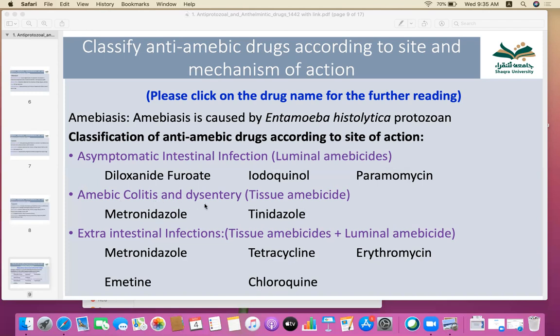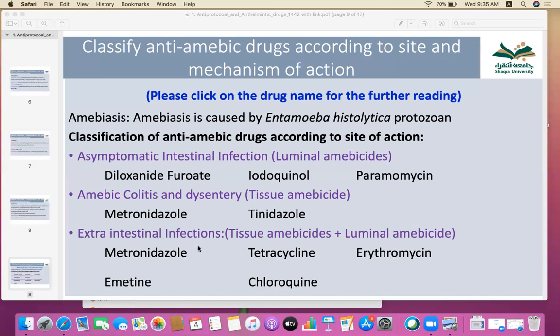Amoebic colitis and dysentery. In the asymptomatic case there are no symptoms, but when this protozoa infects the tissue, generally the liver, it causes colitis and dysentery, and the most commonly used drugs are metronidazole and tinidazole.